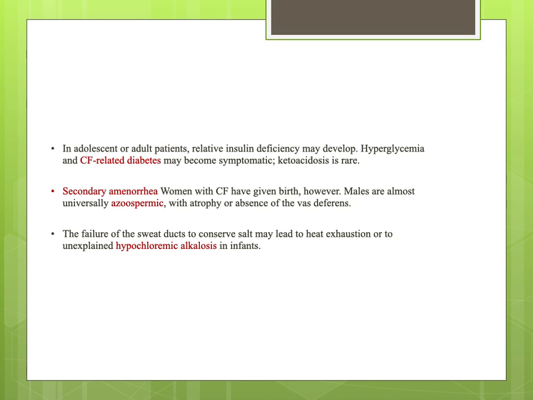Regarding the reproductive ducts, inspissation of the mucus will result in reproductive dysfunction in both genders. In males, congenital absence of the vas deferens and azoospermia are nearly universal. In females, secondary amenorrhea is often present as a result of chronic illness and reduced body weight. So fertility can be diminished by malnutrition and abnormal cervical mucus. However, women with cystic fibrosis can conceive.